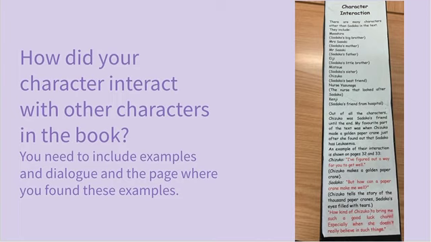The next panel I'm going to show you is the character interaction, so how the character interacted with other characters in the book. Once again, you need to be including examples from the book, quotes and pages. So you can see at the top here we've got all the characters that Sadako had interacted with throughout the text. Now if your text has so many characters that it is just too much for you to write them all down, obviously you would choose then to just write the main characters.